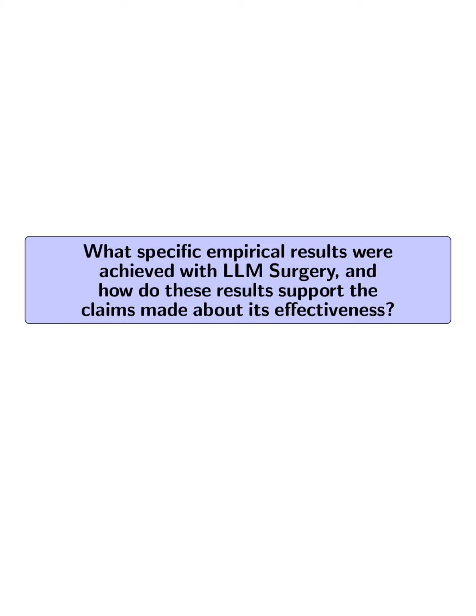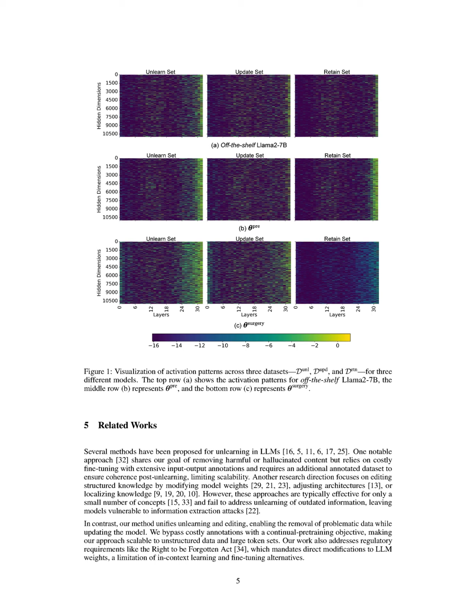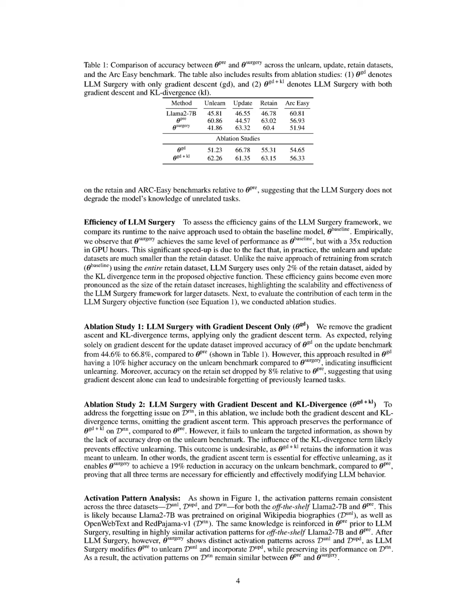What specific empirical results were achieved with LLM Surgery, and how do these results support the claims made about its effectiveness? The empirical results achieved with LLM Surgery demonstrate its effectiveness in three key areas: unlearning, updating, and retention. Specifically, the modified model θ_surgery exhibited a 19% reduction in accuracy on the unlearn benchmark compared to the original model θ_pre, confirming successful unlearning of targeted information.